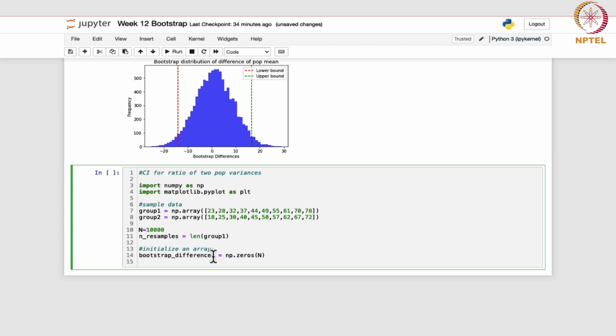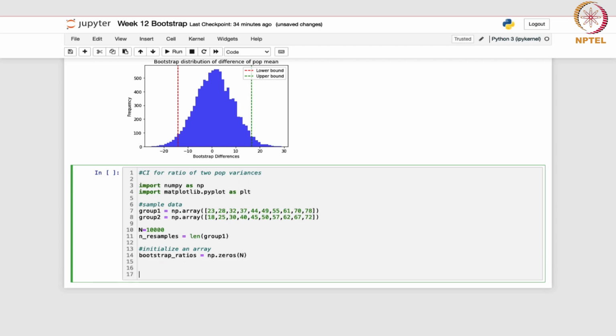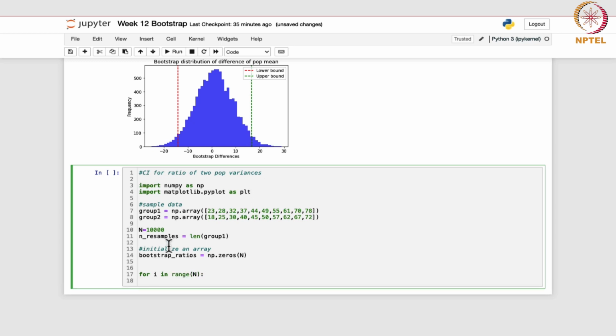We will also be initializing an array. So here we would use bootstrap.ratios. This is an array of zeros, and the length of that array would be 10,000. Now you can perform your bootstrap sampling for ratios. As you know, we will be initiating a for loop, for i in range 10,000.